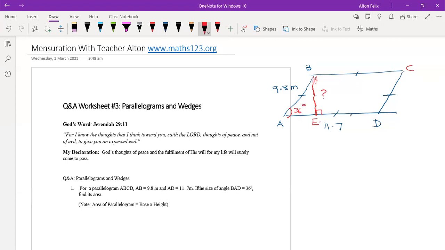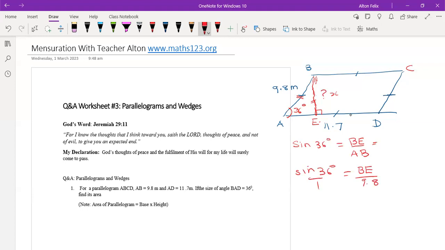So we can use, first of all, our sine rule, which says sine 36 is opposite over hypotenuse. Opposite will be BE, that's the opposite side, divided by the hypotenuse, AB. Right? So we know BE is the unknown. Let's simply call it BE, and then we divide it by AB, which is 9.8.